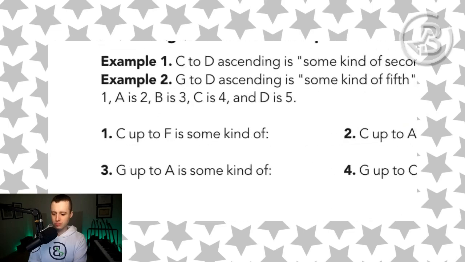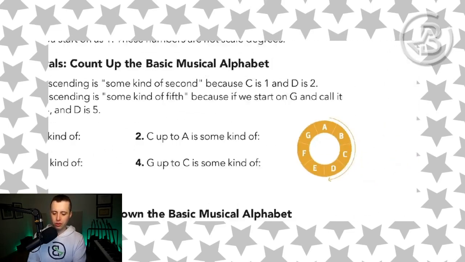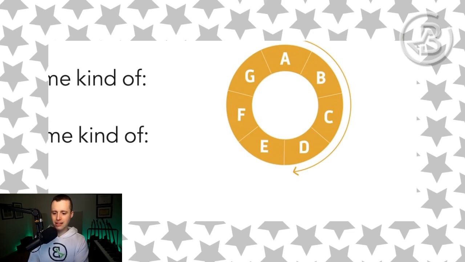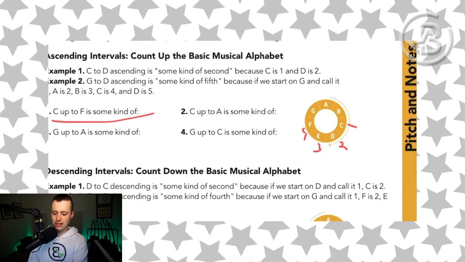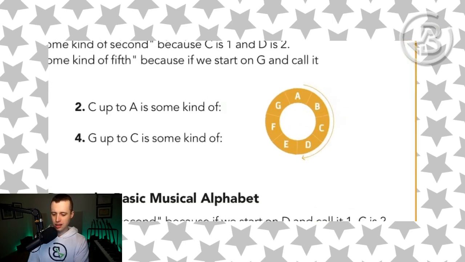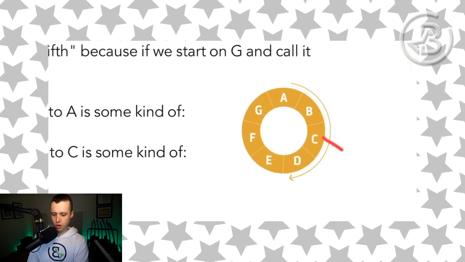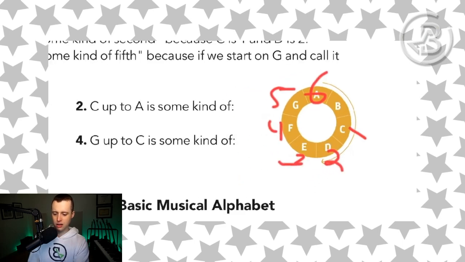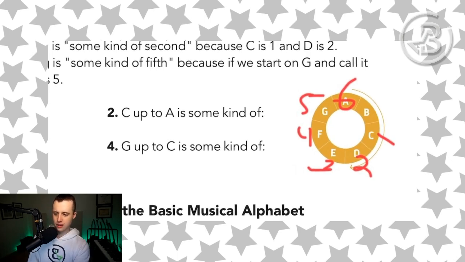So for example, C up to F, we're going to count around the basic musical alphabet, and we are going to go, okay, C is 1, D is 2, E is 3, F is 4. So that's some kind of fourth. C to F is some kind of fourth. Our next one, C up to A, is some kind of, okay, we'll see C1, D2, E3, F4, G5, A6. C to A is some kind of sixth.